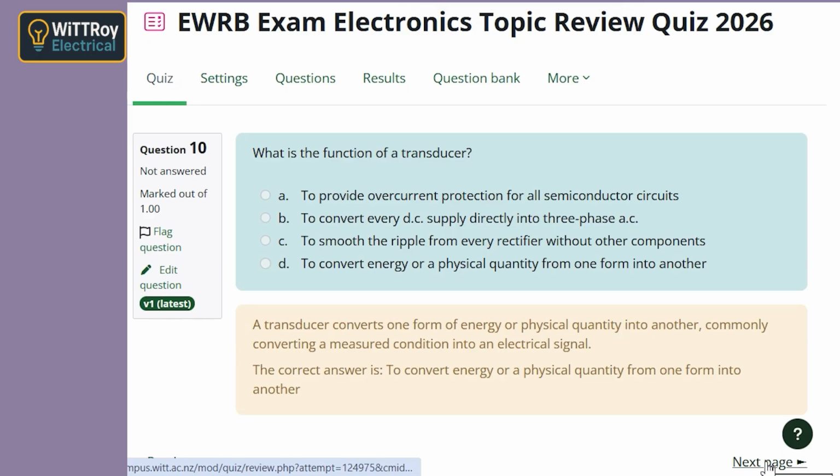Question 10. What is the function of a transducer? I selected to convert energy or a physical quantity from one form into another. That one is correct. A transducer converts one form of energy or physical quantity into another, commonly converting a measured condition into an electrical signal. Converting one physical quantity into another was the clue for me.